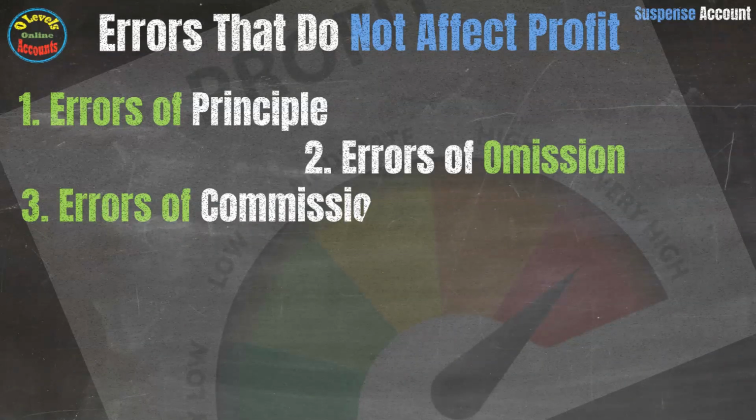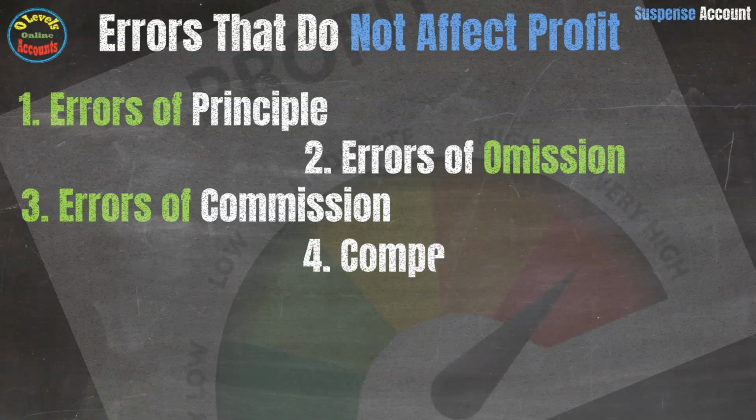Number 3, errors of commission. These are errors where the correct amount is recorded, but in the wrong person's account, or in the wrong account of the same type. This affects individual accounts, but does not change the overall totals, so profit remains unaffected.